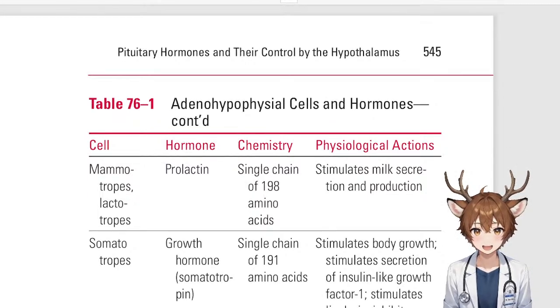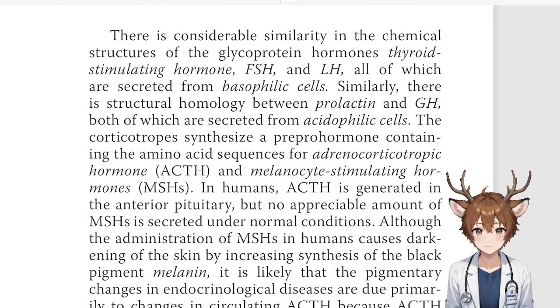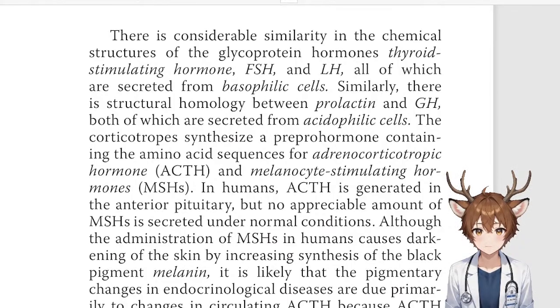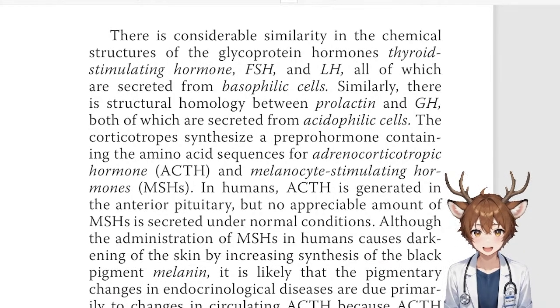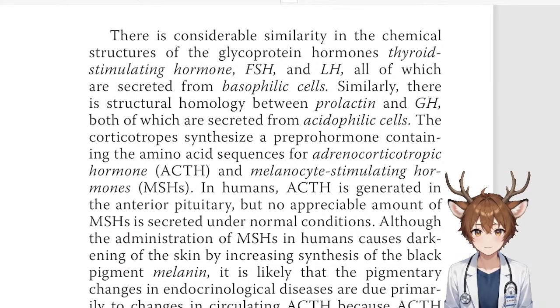FLAT, PG, for anterior pituitary. There is considerable similarity in the chemical structures of the glycoprotein hormones, thyroid-stimulating hormone, FSH, and LH, all of which are secreted from the basophilic cells. Similarly, there is structural homology between prolactin and growth hormone, both of which are secreted from the acidophilic cells.